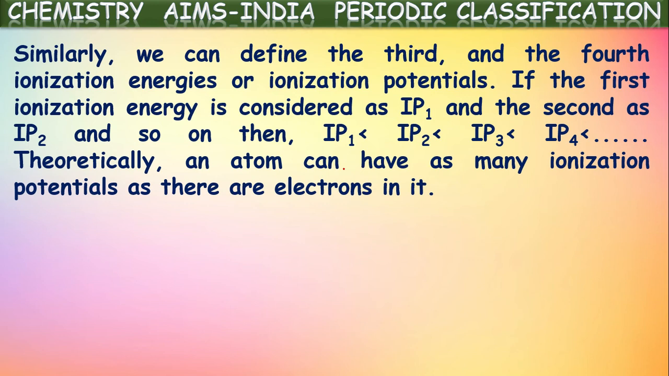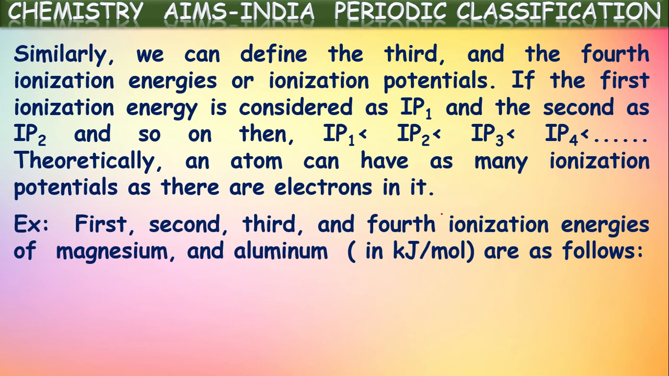Theoretically, an atom can have as many ionization potentials as there are electrons in it. We can define this theoretically: as many electrons as there are, that many ionization potentials will be possible for an atom. But practically, all the electrons cannot be removed, of course.